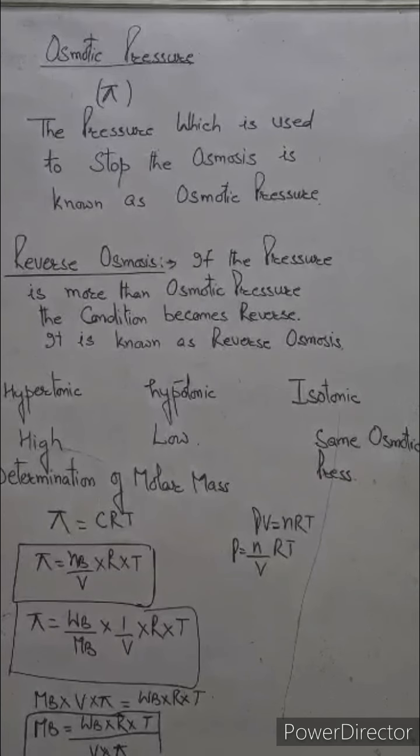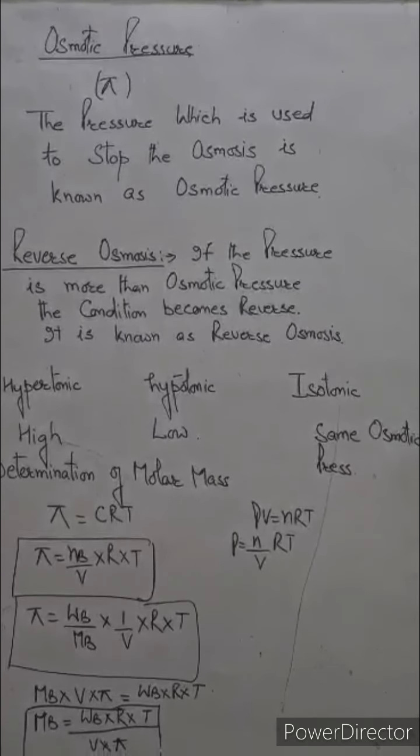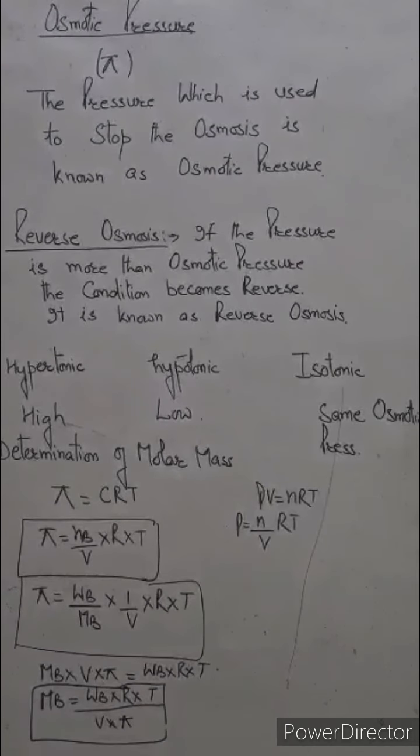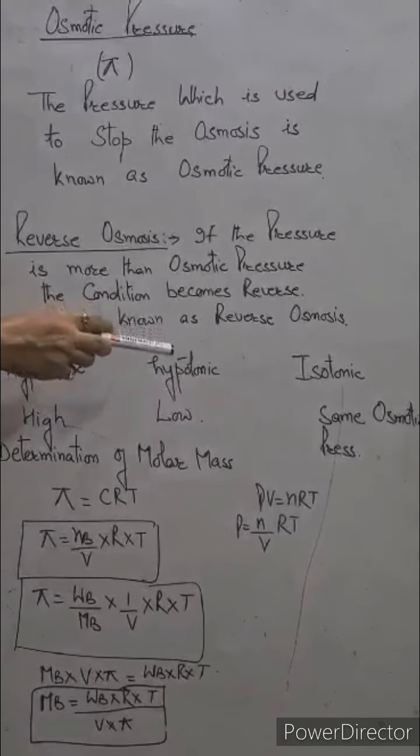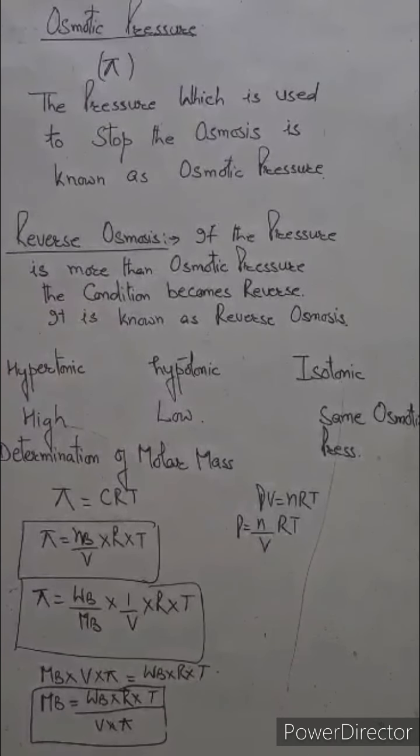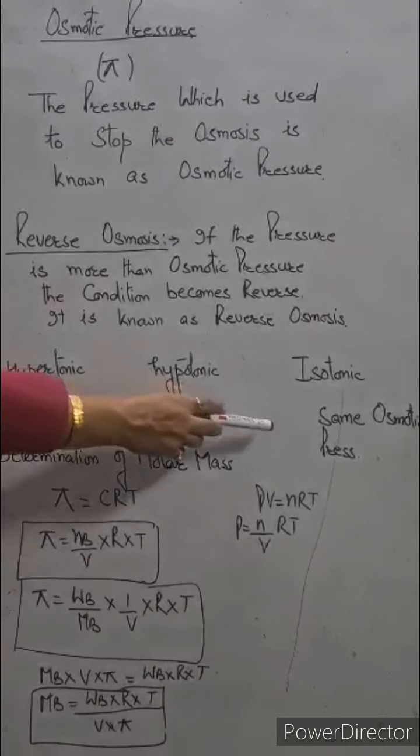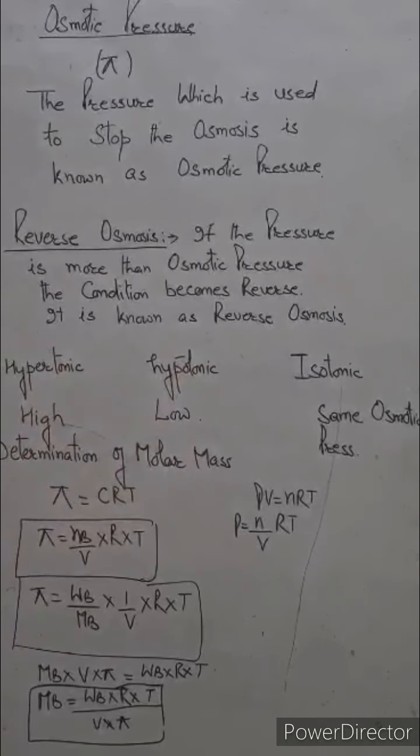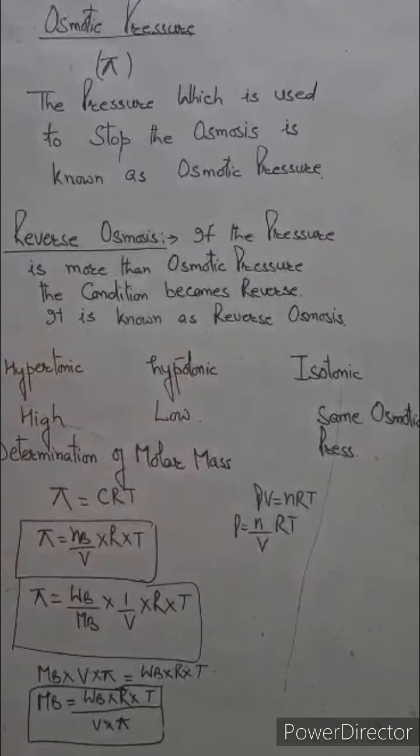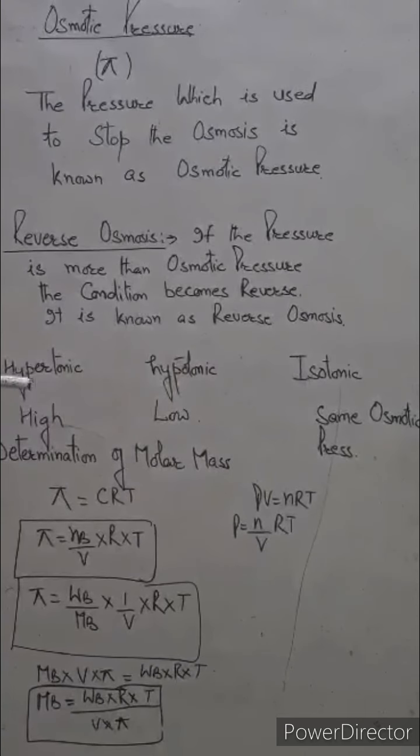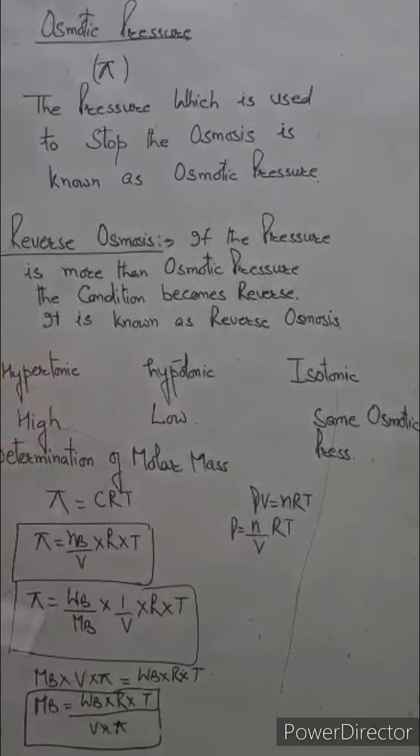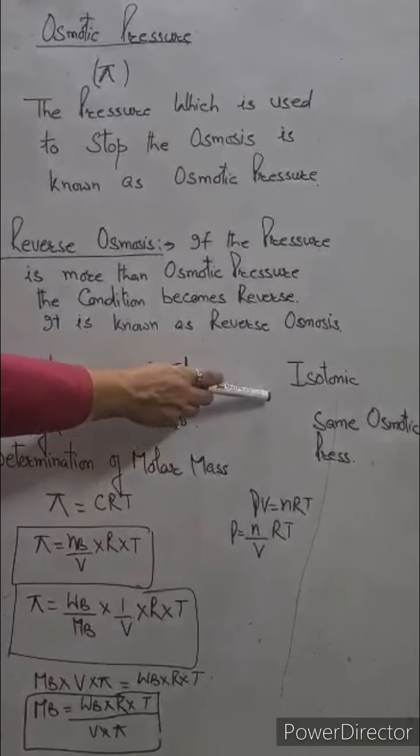And now, based on osmotic pressure, we have 3 types of solutions, right? One is hypertonic solution, another is hypotonic solution, and third is isotonic solution. Two solutions having the same osmotic pressure is known as isotonic solution, or it is also known as isosmotic solution, right? जिसका ज्यादा होगा, right, उसको क्या बोलते हैं? हाइपरटॉनिक सॉल्यूशन. और जिसका कम होगा उसको क्या बोलते हैं? हाइपोटोनिक सॉल्यूशन. जिसका सेम होगा, then it is known as isotonic solution.